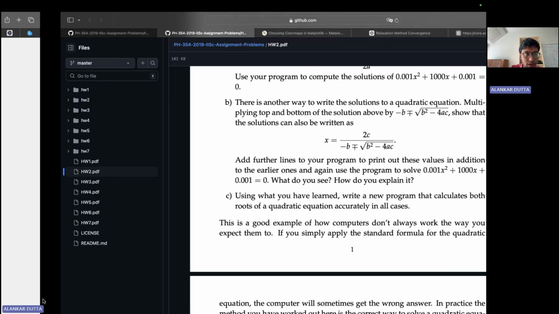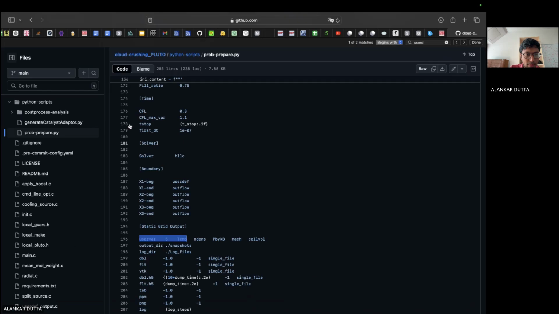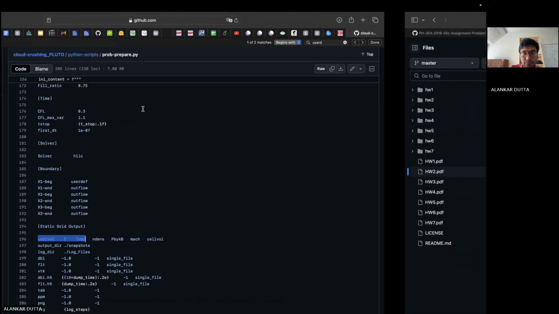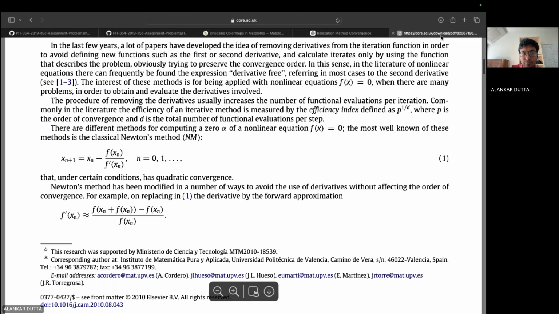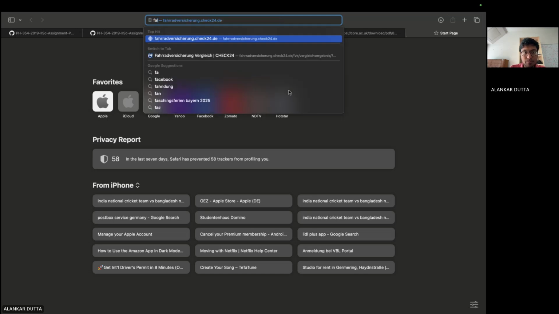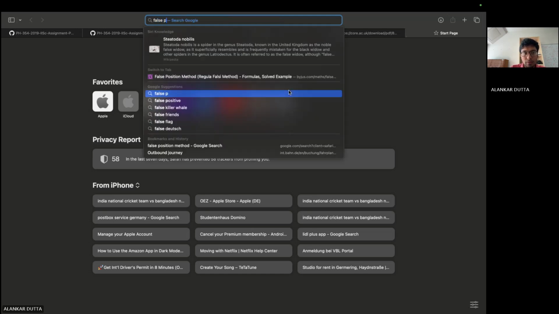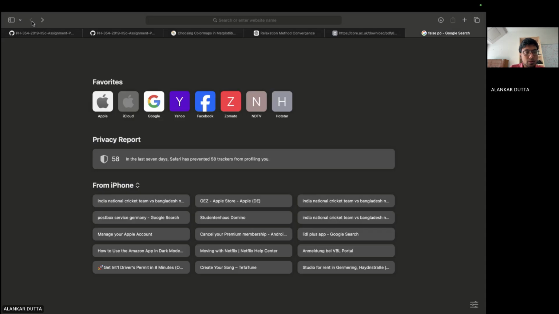let's open this in this tab so that it's easy for me to go back. This is false position method.